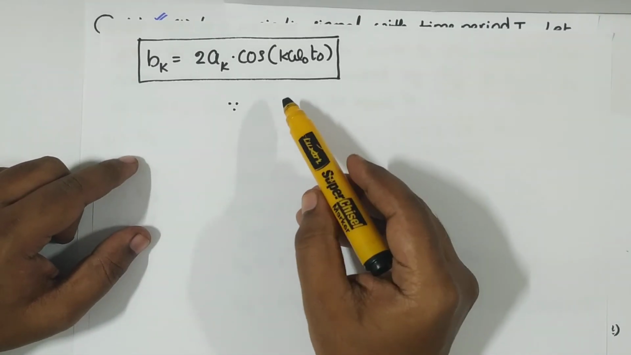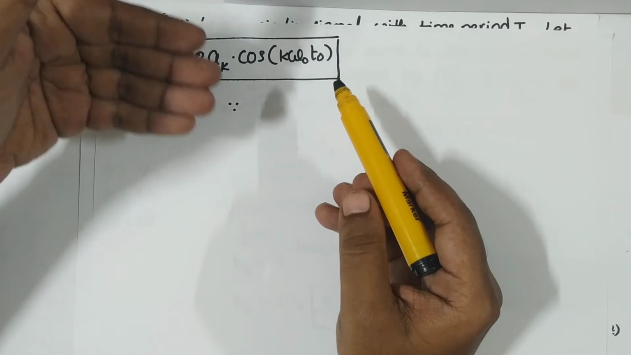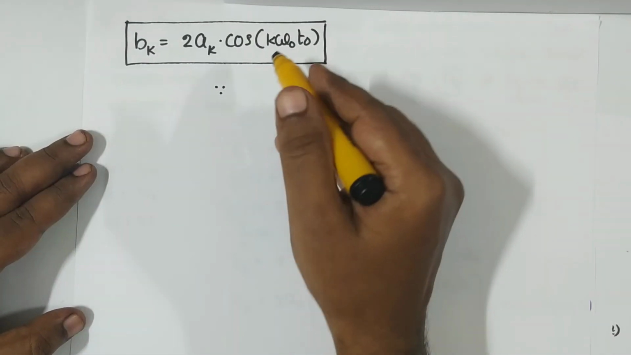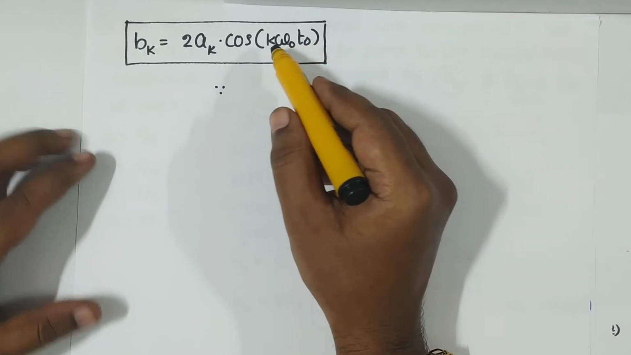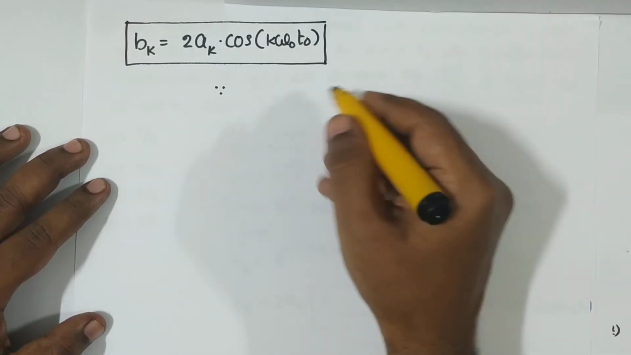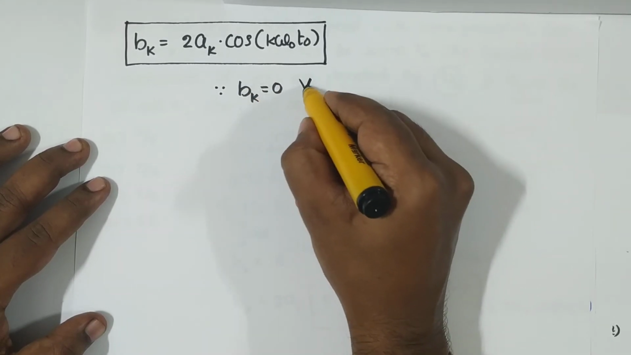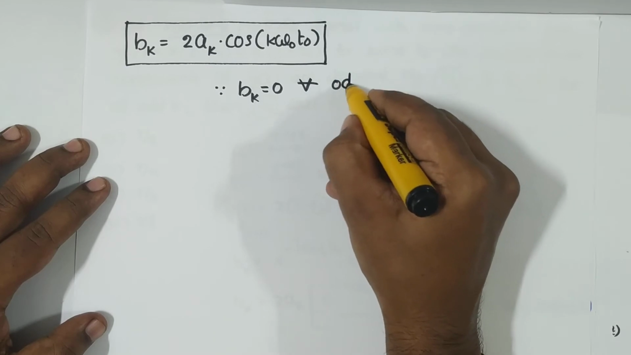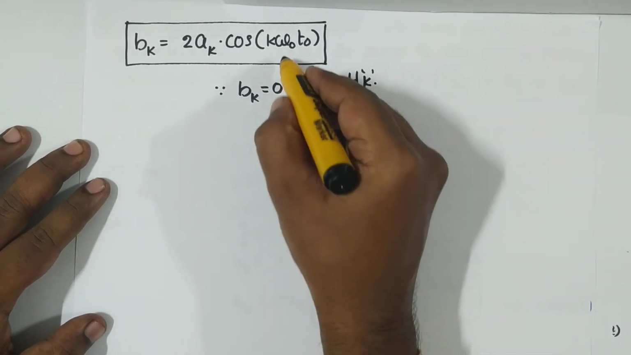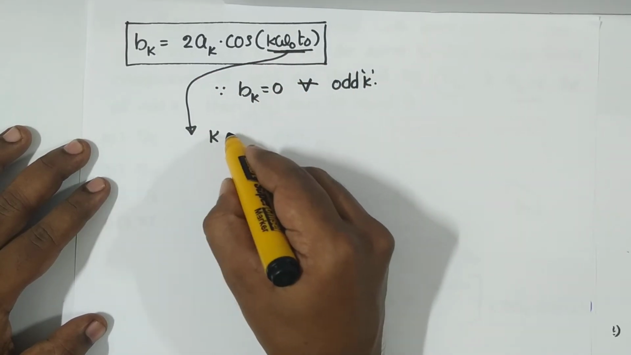Now you tell me, when does cos become 0? When cos is at odd multiples of pi by 2. Yes or not? When cos is at odd multiples of pi by 2, this cos becomes 0, hence b_k becomes 0. So he gave it this way, b_k must be 0 for all odd k. This is what he gave us in the condition. Let me take this fellow out.